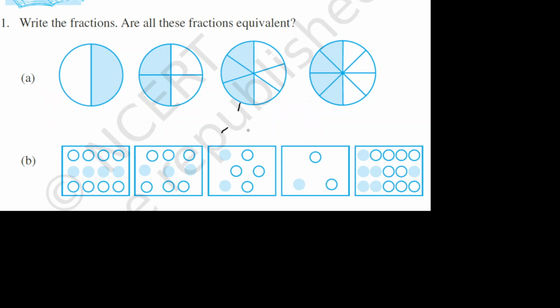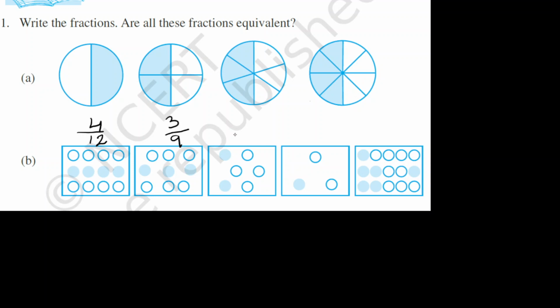Let's come to the next problem. Let me write the fraction for this. Here there are 12 equal parts. Out of 12 equal parts, 4 parts are shaded, so the fraction becomes 4 upon 12. And out of 9 equal parts, 3 parts are shaded. Now the fraction becomes 3 by 9.